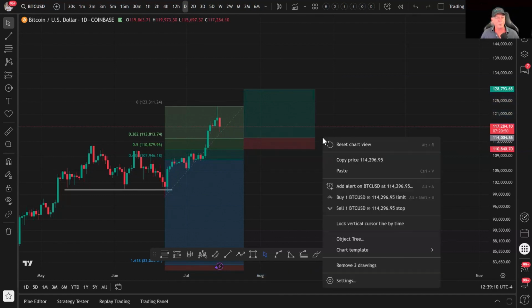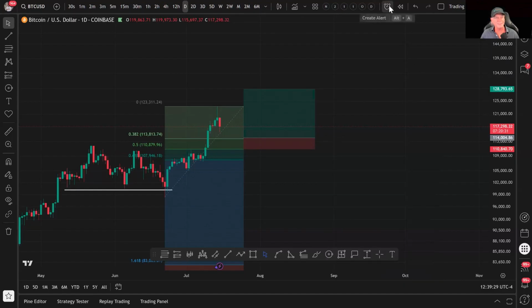So if you wanted to set an alert at this level, right click. There's a bunch of ways you can do alerts. You can right click, go down to add alert, but you see right up at the top of the screen the alarm clock icon is right here also, and there's a third place. Up here I'll just say create alert. You can do Alt A also.